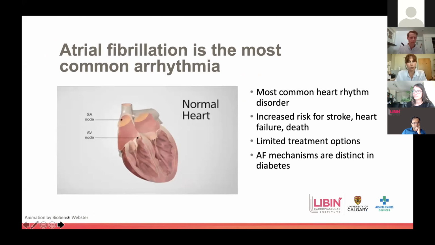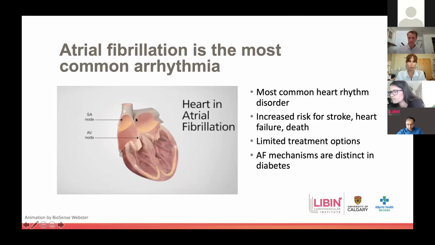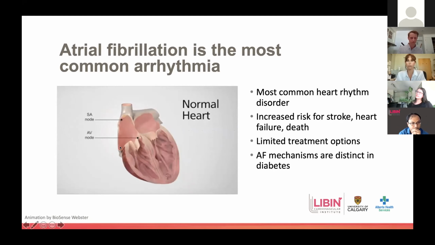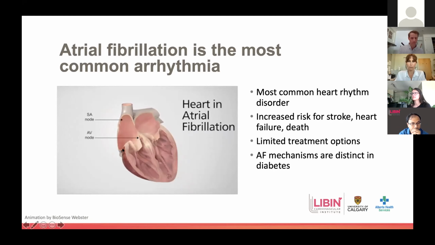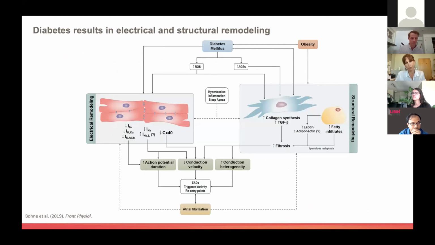So as most of us probably are already aware, atrial fibrillation, or AFib, is the most common arrhythmia encountered clinically. It's characterized by erratic electrical activity in the atria, the upper chambers of the heart here, resulting in an irregular ventricular response. The mechanisms for how AFib develops are incompletely understood, but we have identified distinct mechanisms that are associated with diabetes in comparison to other comorbidities such as hypertension or high blood pressure.